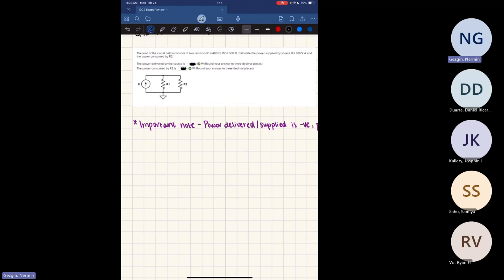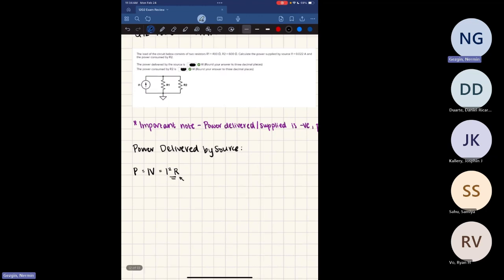So for the first part, it says the power delivered by the source. So to do this, let's just write down what we're looking for. Delivered by source. So we're going to use P equals IV, which is equal to I squared over R. So these are all equivalent forms of each other. We're going to specifically use I squared over R in this case because we don't have a voltage source. We just have resistors and a current source. If you don't know how to get this equation here, it's just Ohm's law. You can easily derive it to understand it.